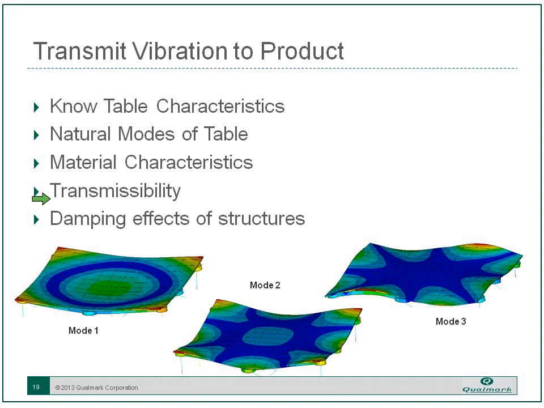Think about your material characteristics that you're using in the fixture. Are they going to be able to move as the table moves and drive the shocks up into the product that are coming from the table? And consider the dampening effect of the structure of the fixture.